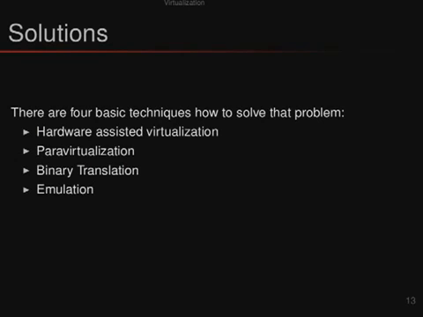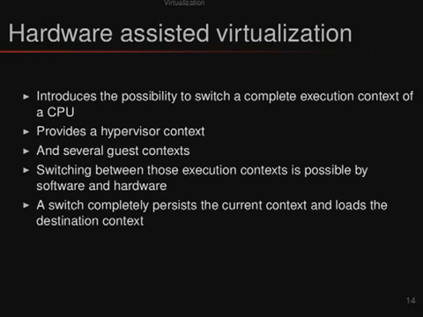So there are four solutions for this two-kernel problem. It's hardware-assisted virtualization with hardware features. It's para-virtualization, which is completely software-based. There is binary translation and emulation, which are also completely software-based. The hardware-assisted virtualization introduces a new CPU feature. Every modern CPU nowadays has this feature. On Intel, it's called Intel VT. On AMD, it's called AMD-V, I think.